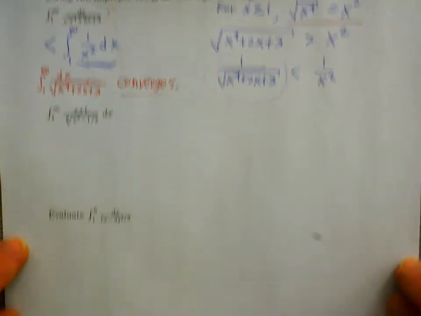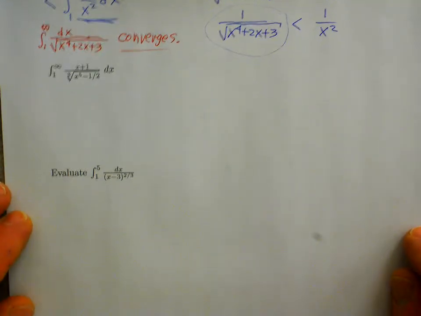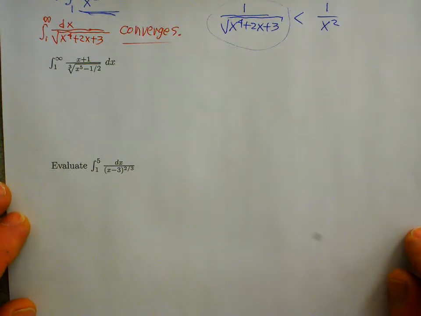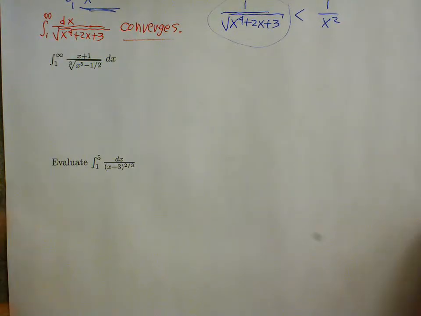Okay, the next one, the improper integral of x plus 1 over the cubed root of x to the 5th minus 1/2 from 1 to infinity. So what might you suspect ahead of time on this one?